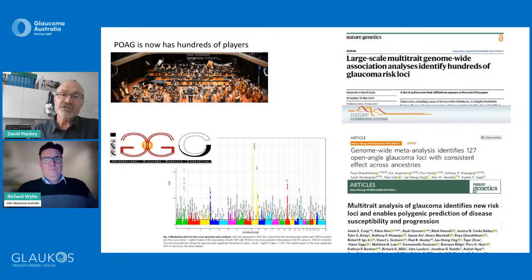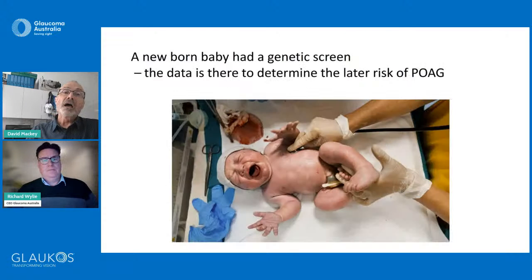Now, having hundreds of genes is a bit like having an orchestra. We need all of those genes to be playing their role properly, and when one or two of them go wrong, this disrupts the harmony and we end up with the disease. But with this testing, it's now possible that you could test a newborn baby for their genetic risk of glaucoma.